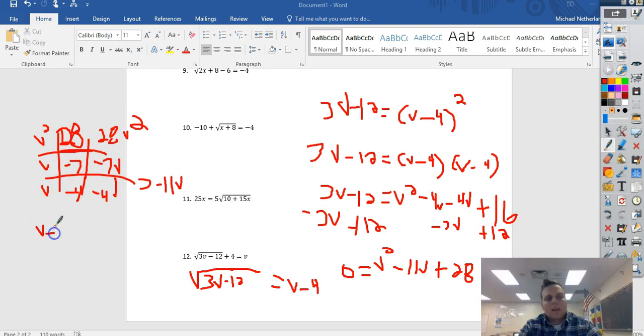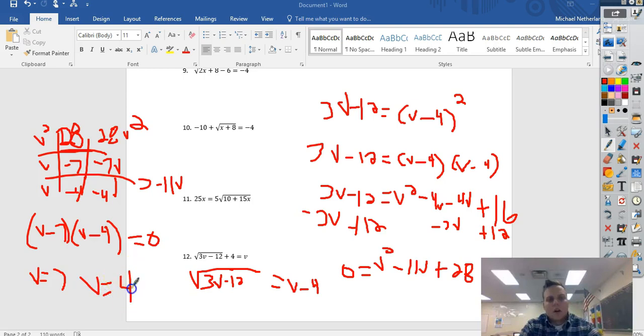So now you have v minus 7 times v minus 4 is equal to 0. So all I did was rewrite this right here like this. Set each equal to 0, so you get v equals 7, v equals 4. Now you have to plug them back in and check to see if they work.